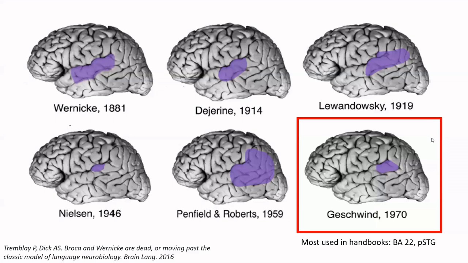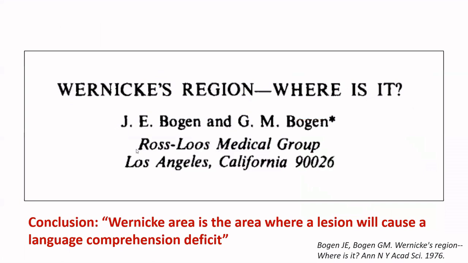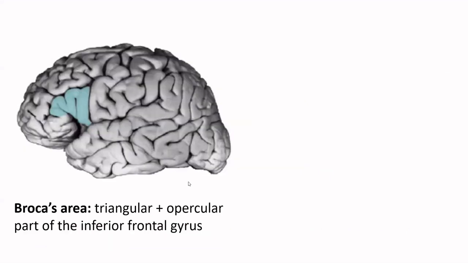But as said, it's quite arbitrary, come to think of it, especially if you see how often the definition has changed over the course of more than a century. And the authors of this publication basically concluded, well, Wernicke area is the area where a lesion will cause a language comprehension deficit, and I believe this is probably the most correct definition of the Wernicke region. So the Wernicke region is ill-defined, and that is something we will have to accept.